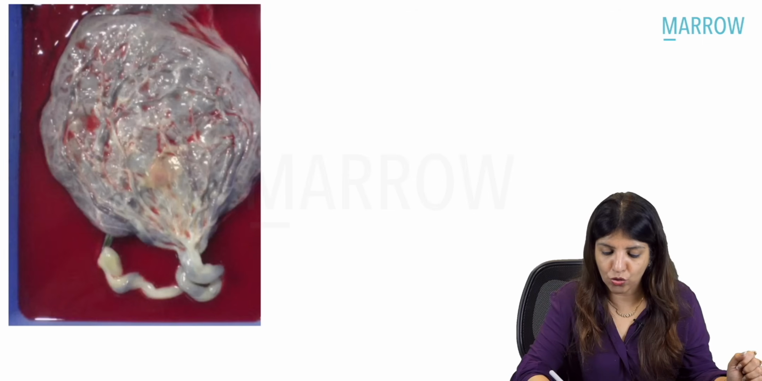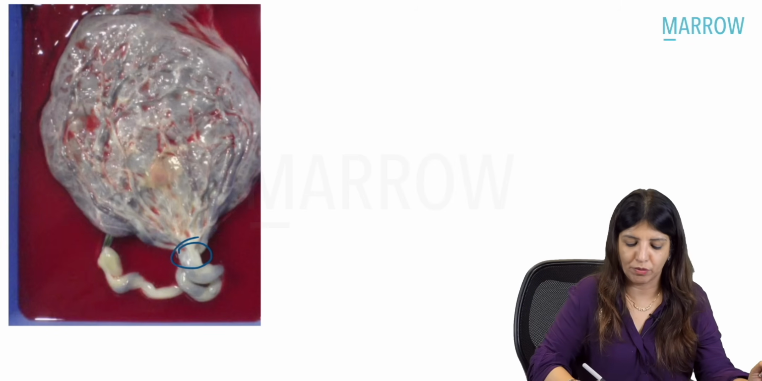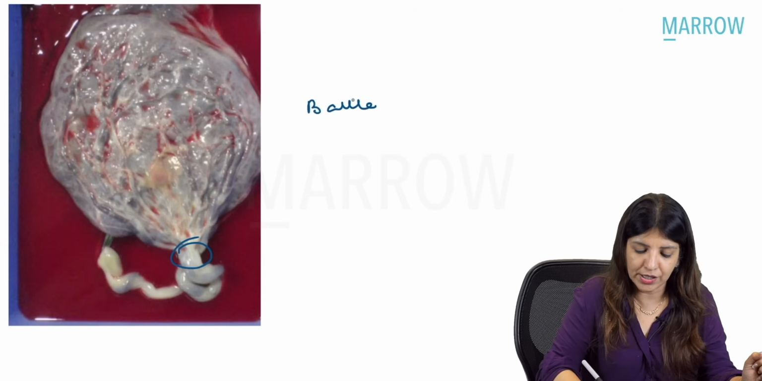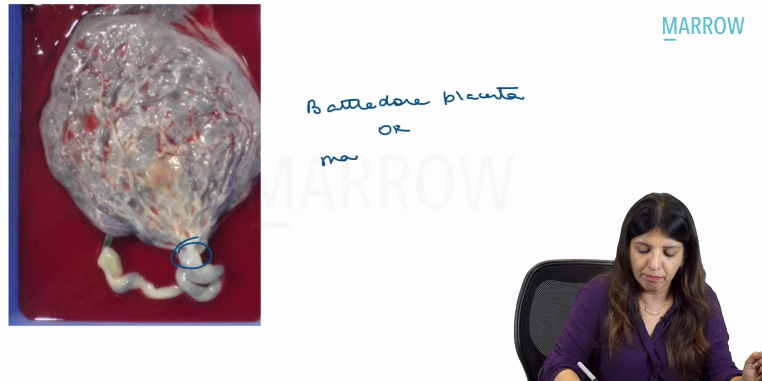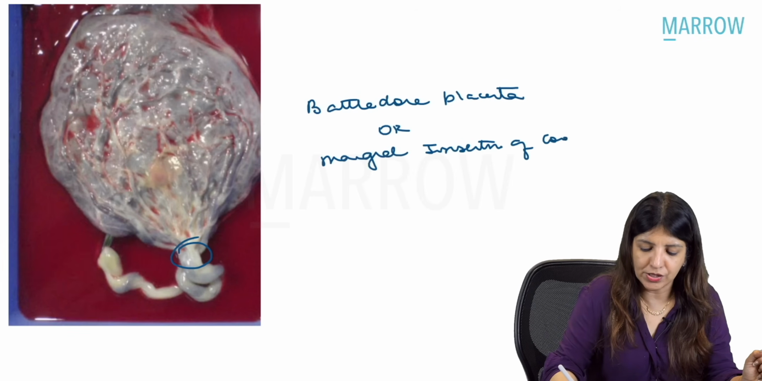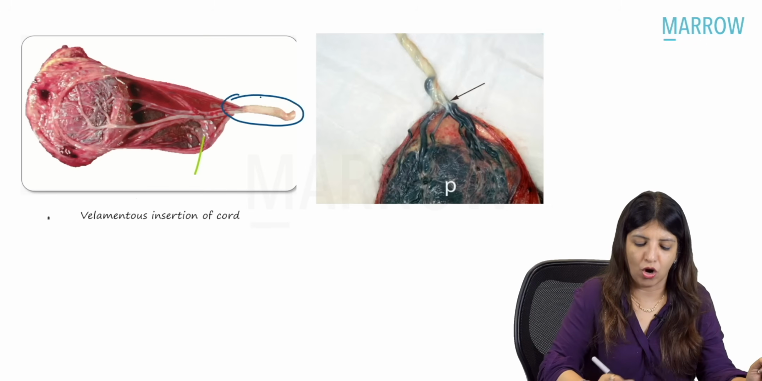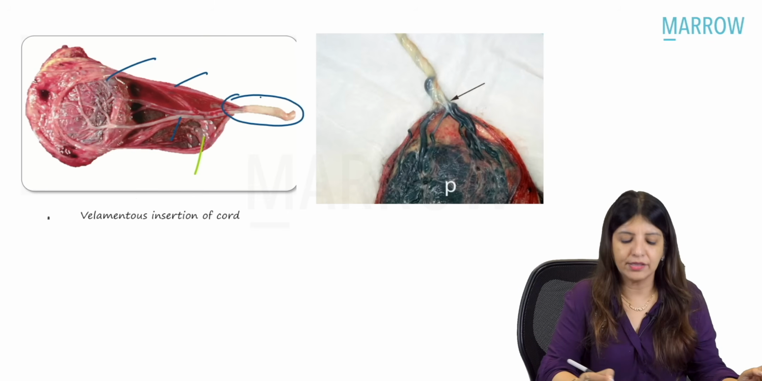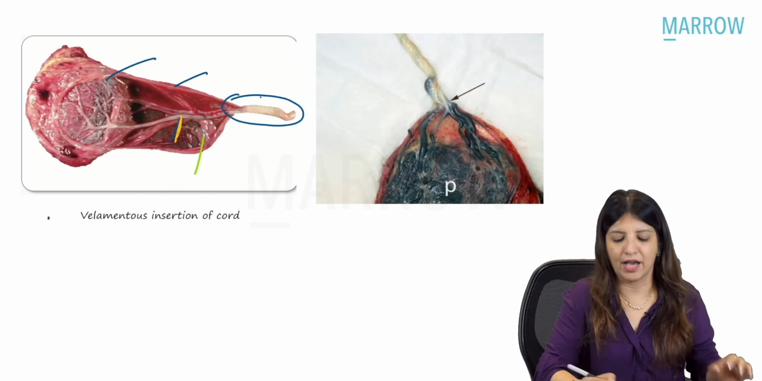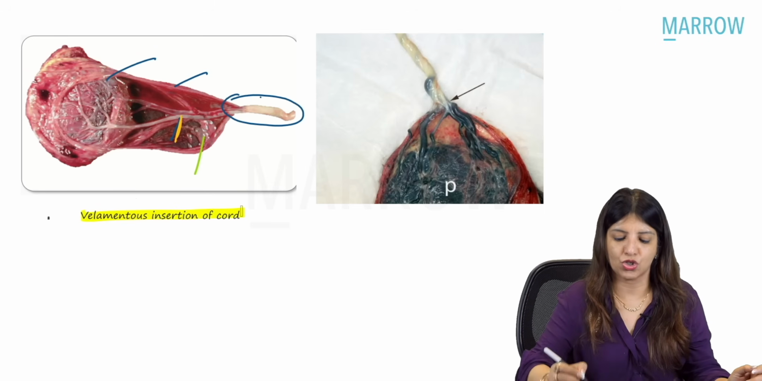Okay, so let me show you all of these anomalies. Over here, you are seeing that the cord is getting attached to the margins of the placenta. This is called battledore placenta, or this is called marginal insertion of the cord. This is your PYQ. In this case, you are seeing that the cord is not directly attached to the placenta, but it is first attached to the membranes, and the blood vessels are then separating and going and getting attached to the placenta. This is what is called velamentous insertion of the cord.